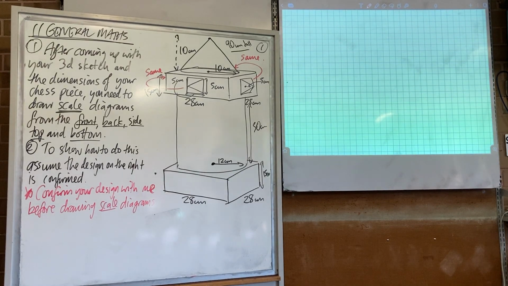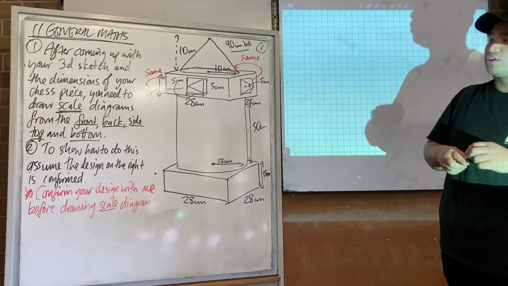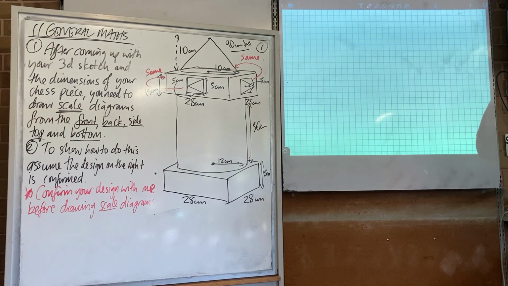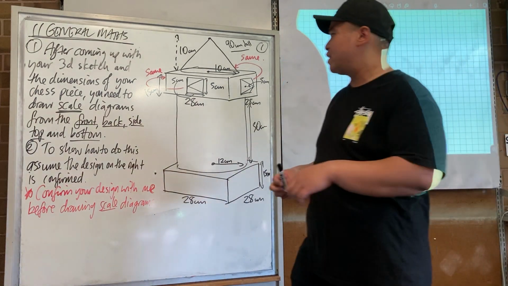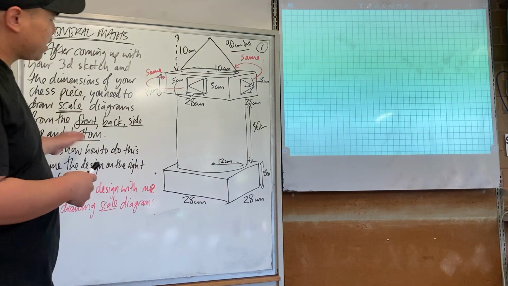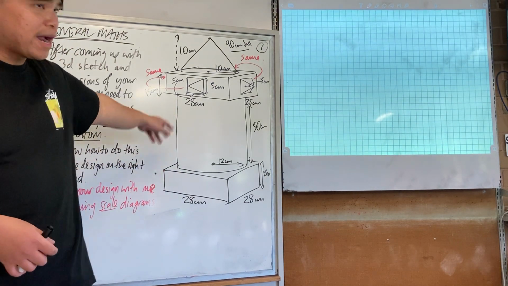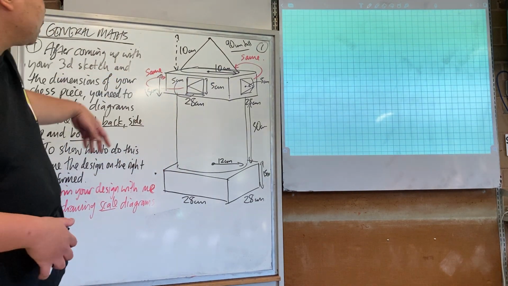Alright, so Mr. T here, starting a lesson on how to draw scale diagrams based on your chess piece design that you've tried to come up with. So after coming up with your 3D sketch and the dimensions of your chess piece like I've come up with here, I just made that up. This is probably not a very accurate drawing of what it's supposed to be.